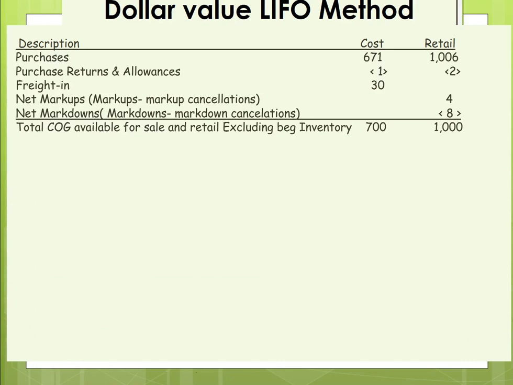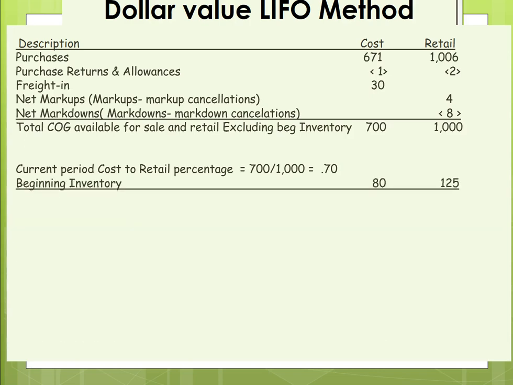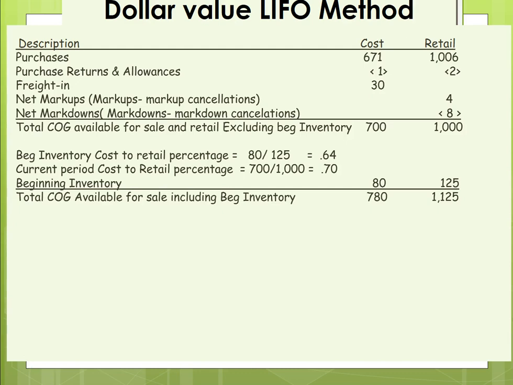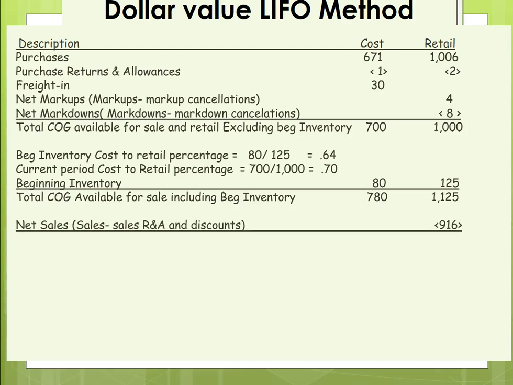First, we're going to figure out our total cost of goods available for sale, excluding beginning inventory. Remember, you always have to exclude beginning inventory because you're trying to come up with this layer. You're then going to come up with the current period cost to retail percentage, which is 70%. Then you're going to do the percentage for beginning inventory. You're going to total all that to get total cost of goods available for sale, including beginning inventory. We're going to subtract our net sales to get estimated ending inventory at retail.